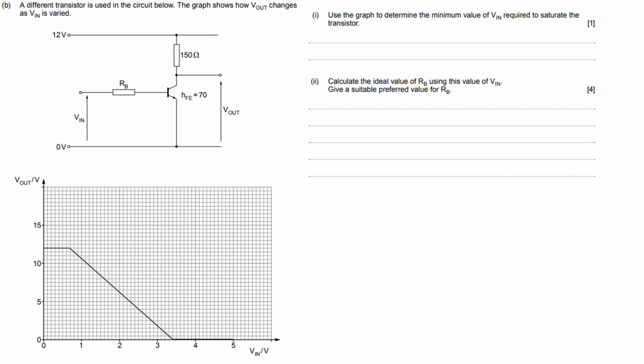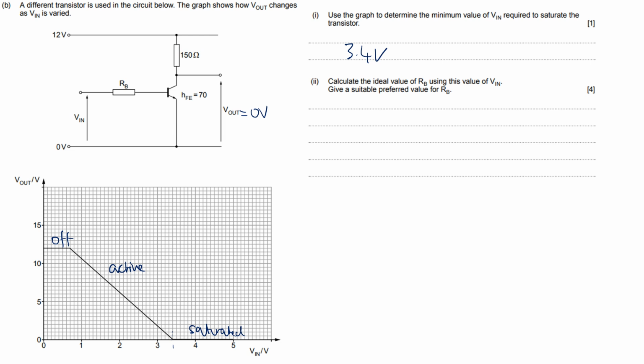Okay, so remember this, the old classic: off, active, saturated. So when a transistor is saturated, there is 0 volts across it. Vout equals 0 volts when it's saturated. So it's got to be 3.4 volts. And we want an ideal value for RB in this, and then give a suitable preferred value.